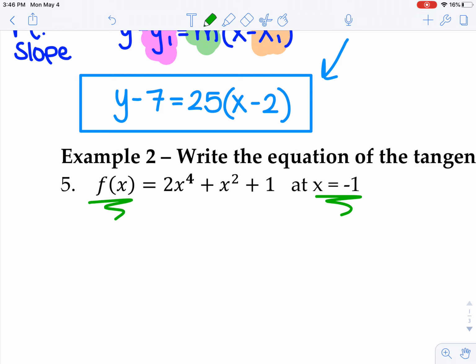Now this starts to get confusing. When do I plug into the original function? When do I plug into the derivative? Here's the moral of the story. Plug into the original function, it gives you the y value of the point. Whenever you're plugging into a derivative, it is always giving you a slope. Always, always, always. The derivative is a formula for the slope.